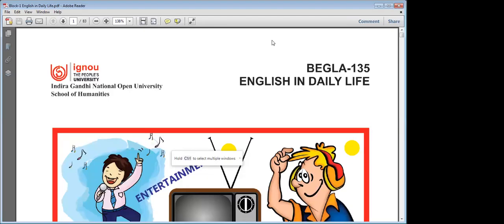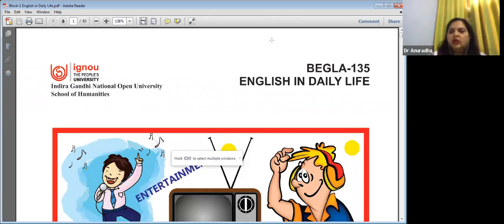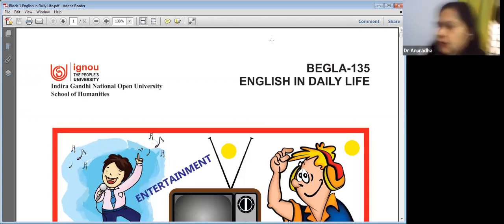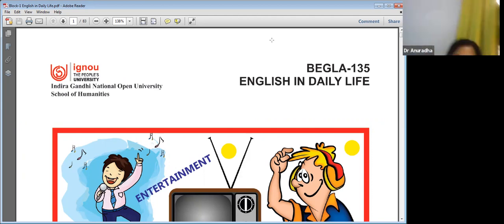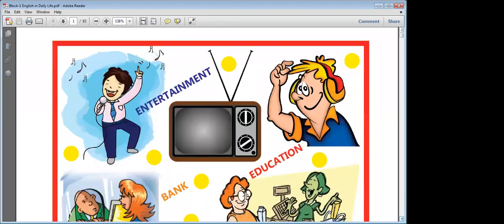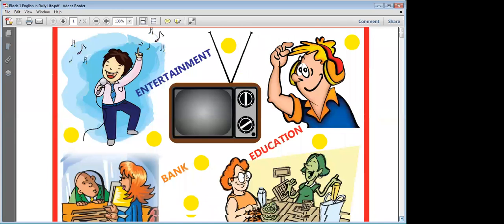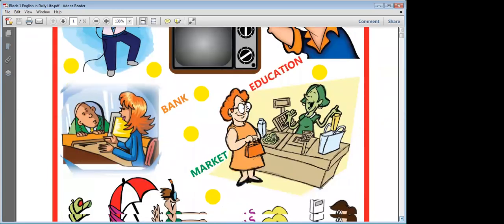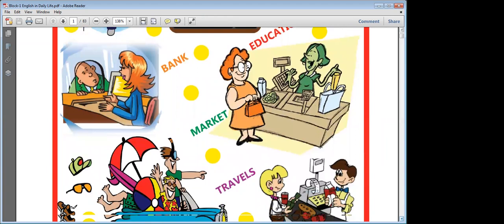Yes, ma'am. Okay. BEGLA 135, English in Daily Life. Though some of the parts we have done earlier, as it is a recorded class, we'll do it again. BEGLA 135, Block 1, English in Daily Life. I hope you have this document. Do you have this document with you? Yes, ma'am. Are you talking about blocks, ma'am? Yeah, blocks.